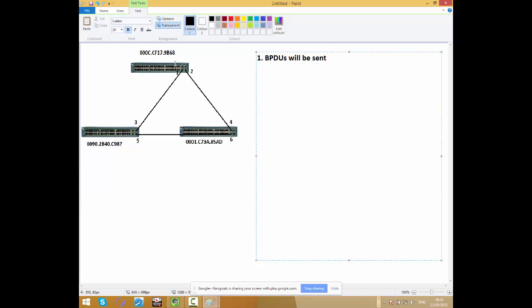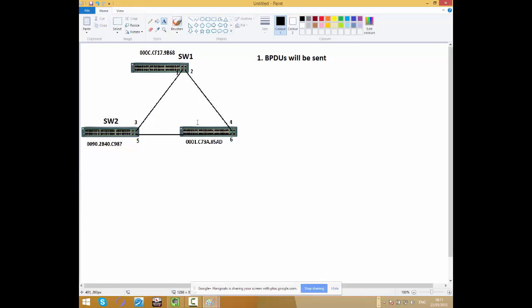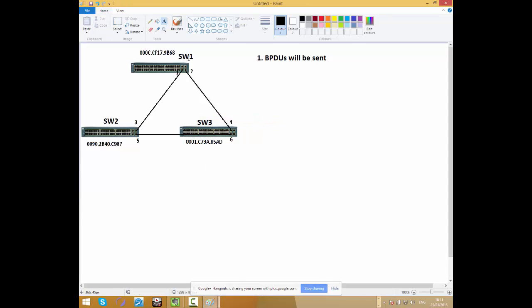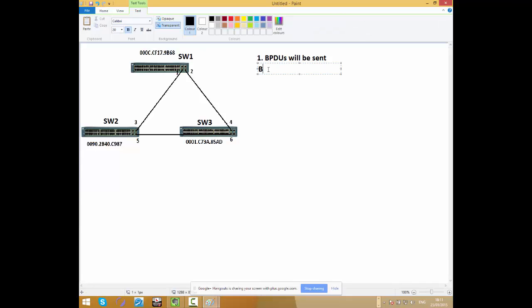In other words, let's say this is switch 1, and this is switch 2, and this is switch 3. Switch 1 will be sending some information to switch 2 and switch 3. Switch 3 will be sending some information to switch 1 and switch 2. Switch 2 will be sending some information to switch 3 and switch 1. And that information is called BPDU. BPDU simply means this: Bridge Protocol Data Unit.